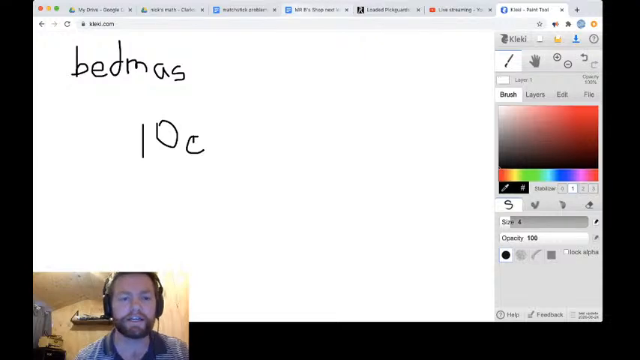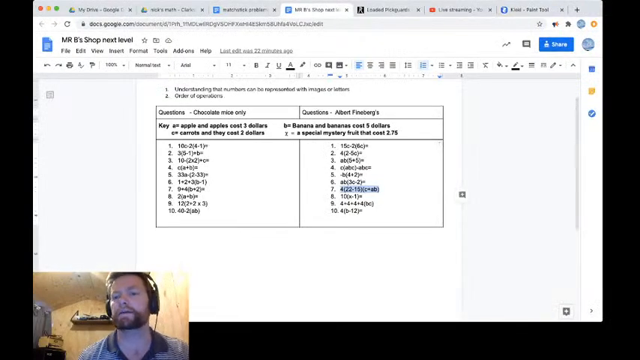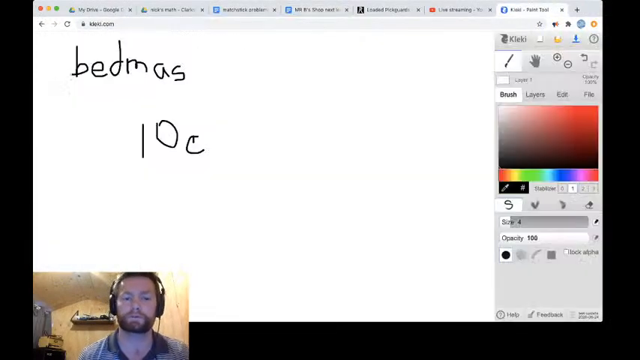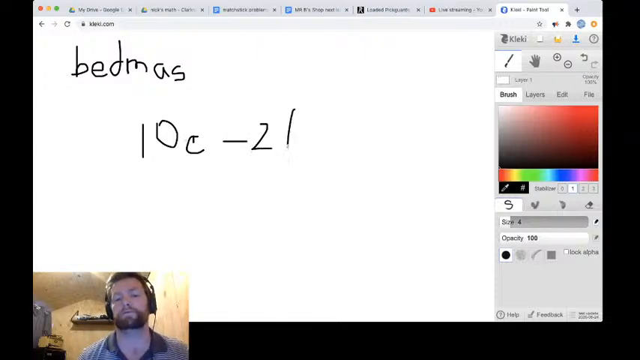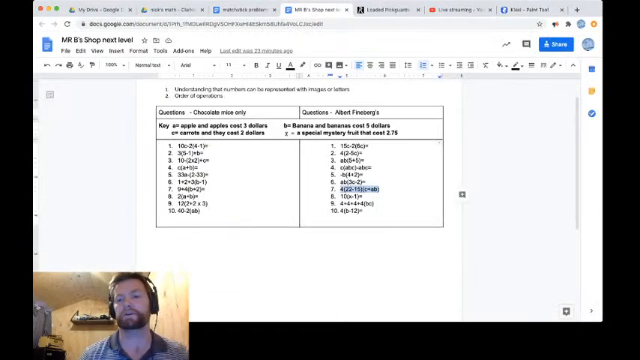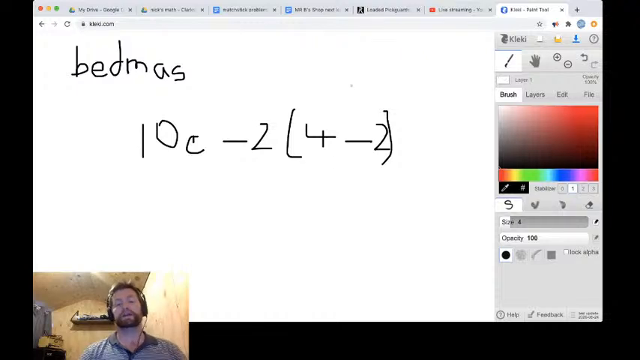Well, let me check that again. 10C, take away 2. Take away 2. 4 minus. I'm going to change it to... This is not the same as what's written down there. Have a look. Here it has minus 1. So the first thing you need to do is your bracket. 4 minus 2 is 2.